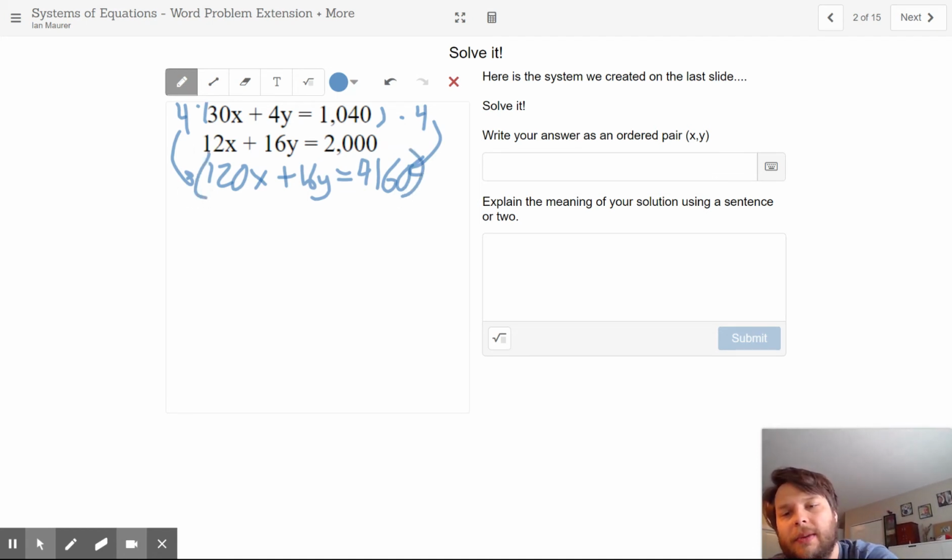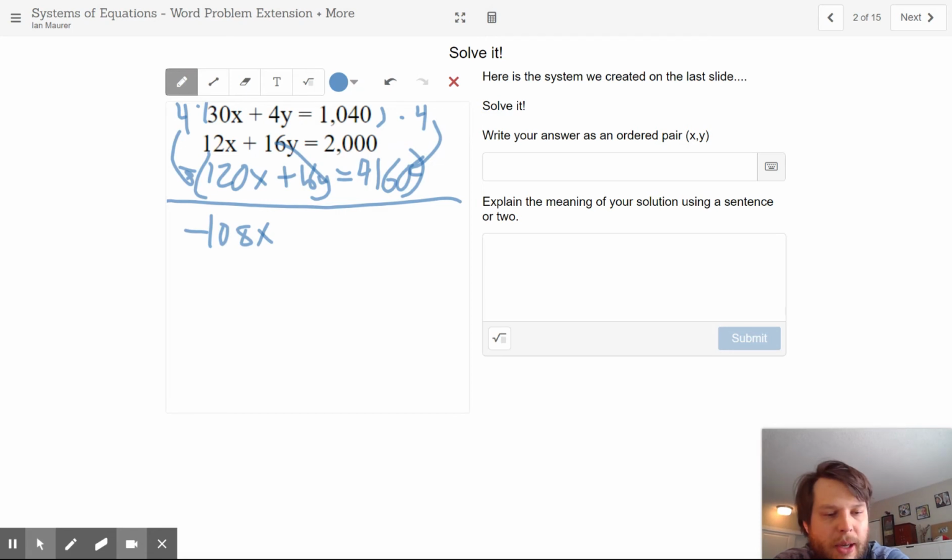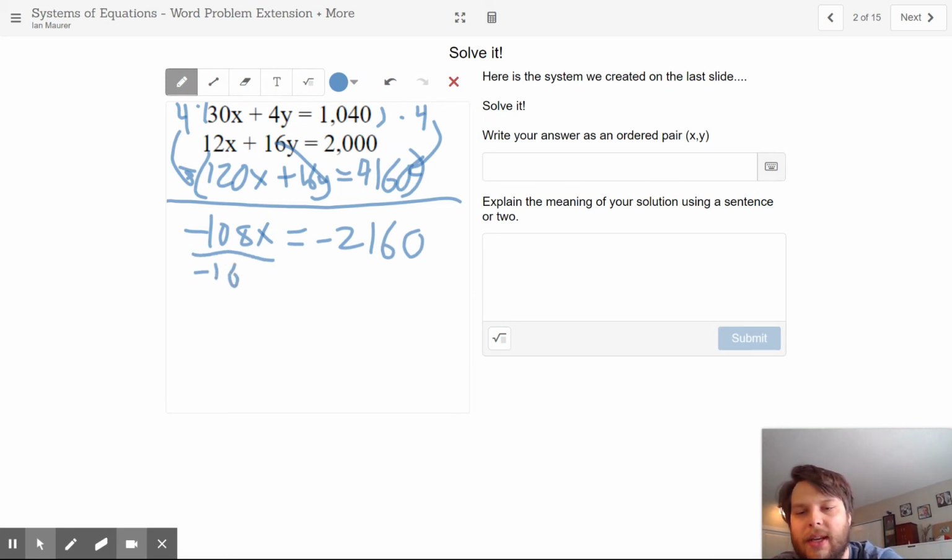Now I have the y values matching up, so I can subtract my two equations. Top minus bottom. 12 minus 120 is a negative 108x. 16 minus 16 eliminates. That's why we multiply by 4 in the first place. And then 2,000 minus 4,160 is negative 2,160. Okay, I can divide both sides by negative 108, and I'll get x. So x is equal to 20, right? Yeah, 20. All right, so x is equal to 20.